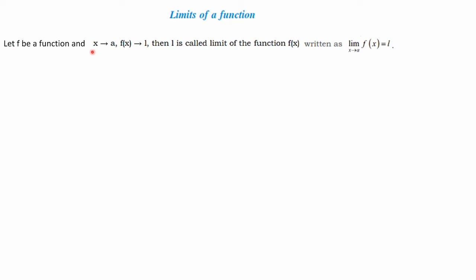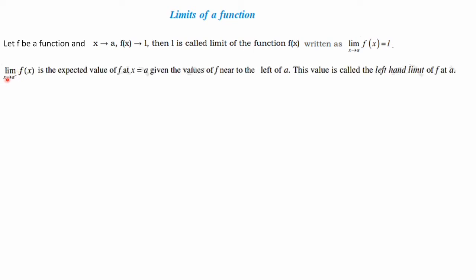Let f be a function, and x tends to a and f of x tends to L, then L is called the limit of the function f of x, written as limit x tends to a, f of x is equal to L. As we have done in the previous slide, x is tending towards 1, then the value of the function is tending towards 2. So here x tends to a, f of x tends to L, then L is called the limit of the function f of x.